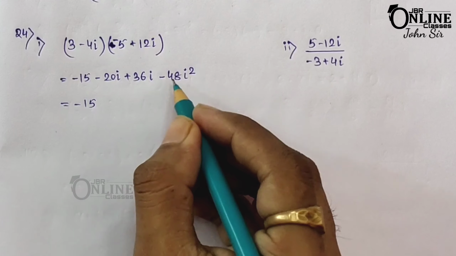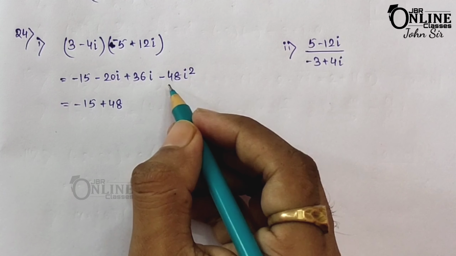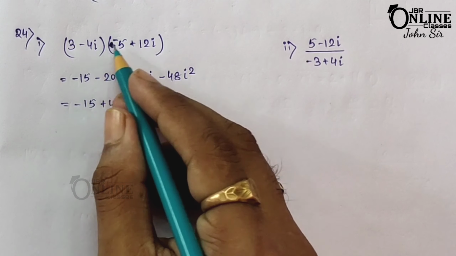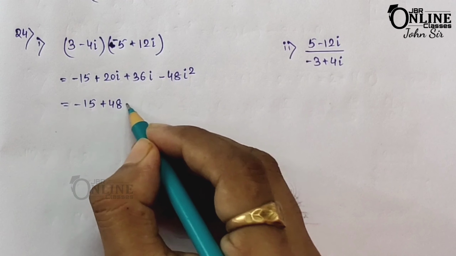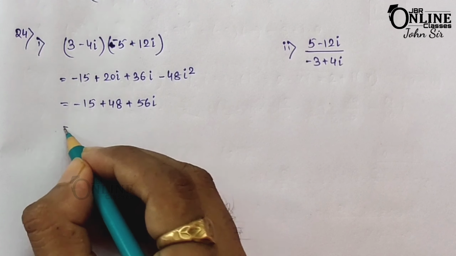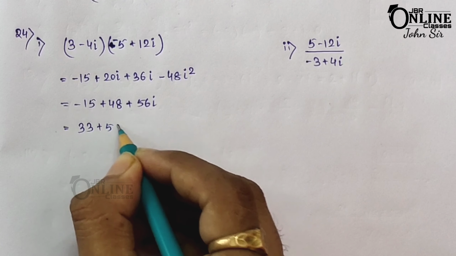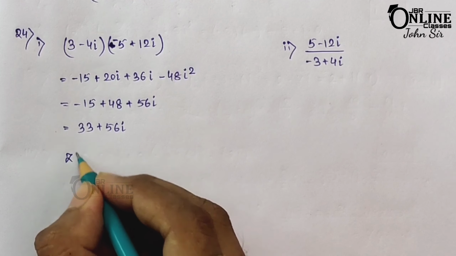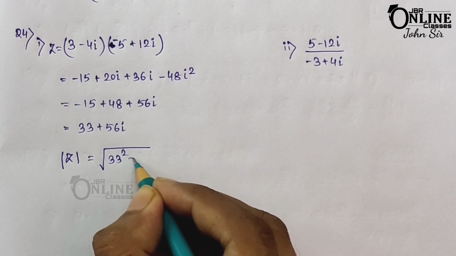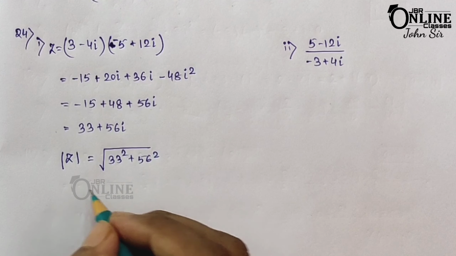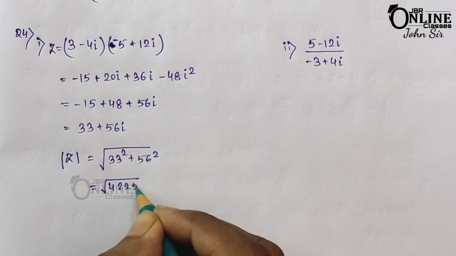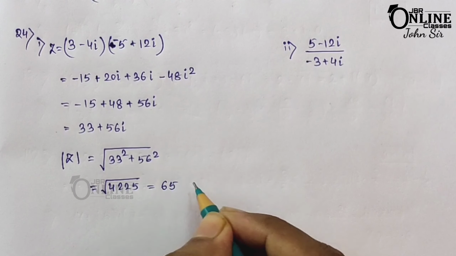So now it will be minus 15 and that one will be plus 48 because iota square means minus 1, and this one will be in positive because here minus 5. So it will be now 36 plus 40 and that will be 56, so 56i. So here this one will be 33 plus 56 iota. So now if this one equals z, then mod z will be root over 33 square plus 56 square. And that equals, you will get most probably 4225 after addition, and your result will be 65.